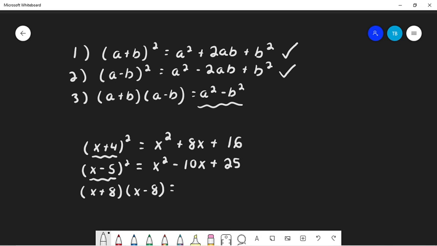So the first term in either of the binomials would be x, so we can say x squared. And the second term in each of the binomials is 8, so if we square that, we get 64. So x squared minus 64 would be the product of x plus 8 times x minus 8.